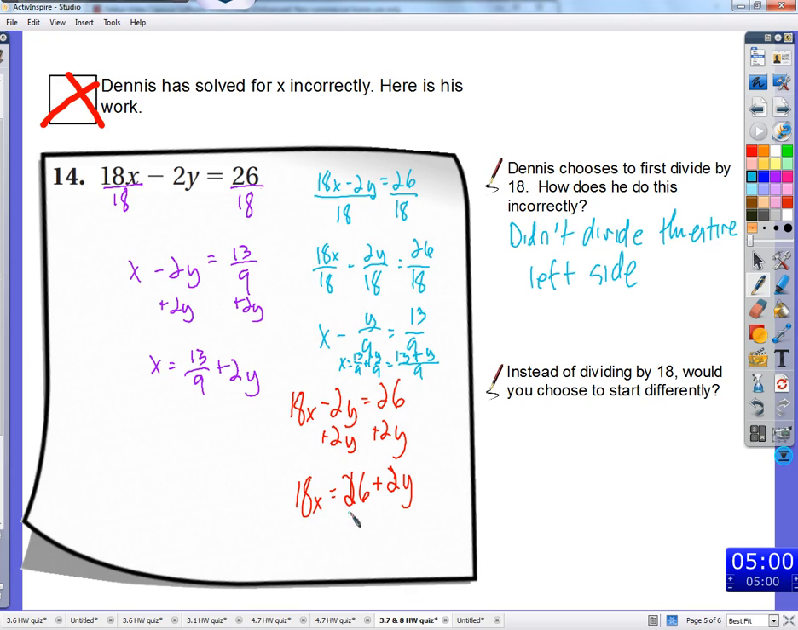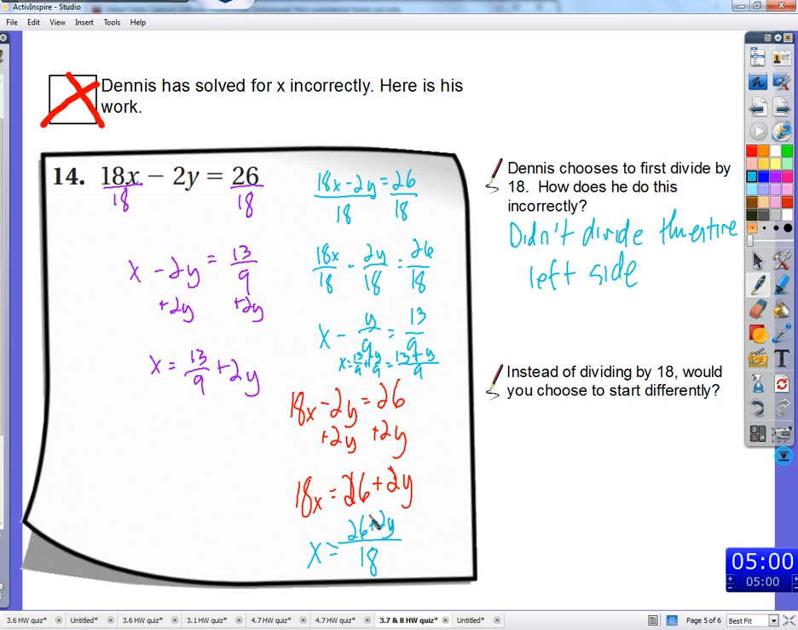And this one, what would we do on this step? What would you do next to get x by itself? Divide everything by 18. Now we divide by 18. At some point we're going to divide by 18, but it's certainly easier to do it at this point. 26 plus 2y over 18.